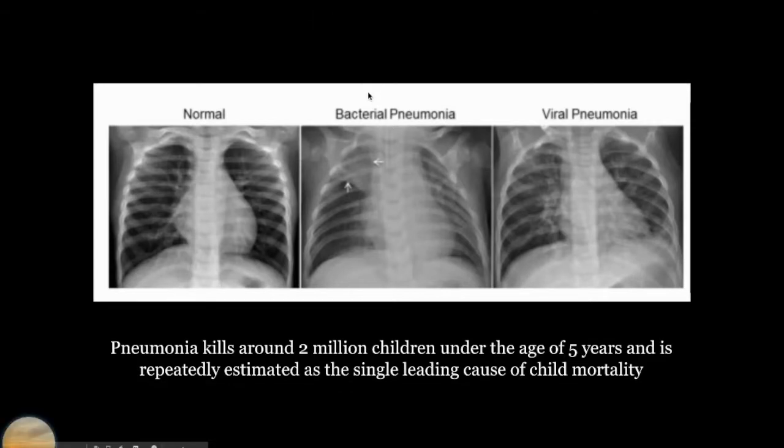It's insane how you can detect pneumonia in images using deep learning models, which would save an individual's life. According to the World Health Organization, pneumonia kills around 2 million children under the age of 5 years old and is repeatedly estimated as the single leading cause of child mortality. This means that pneumonia kills more children than HIV, malaria, and measles combined.